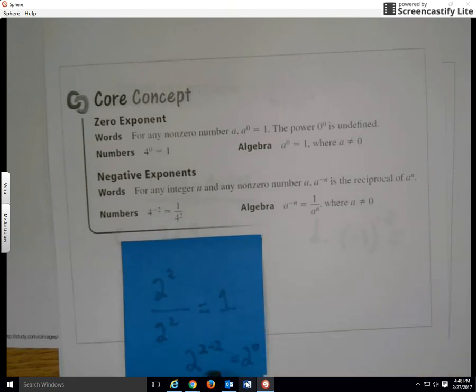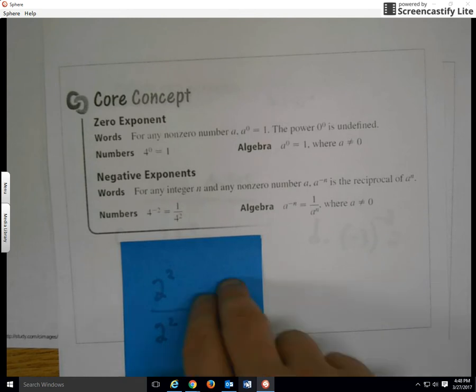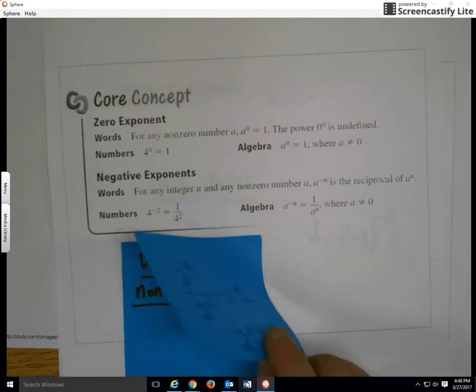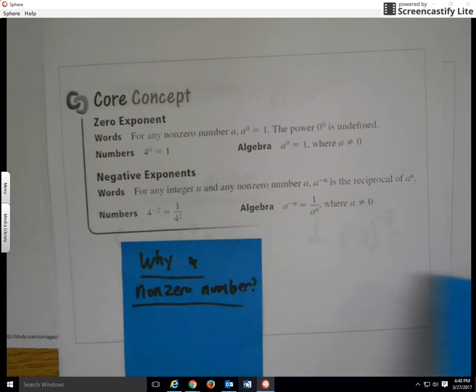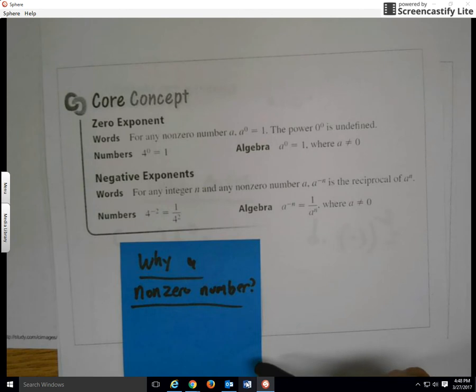The other way, and we're going to talk about this in a second, is that when you divide exponents with the same base number, you just subtract the exponents. Well, 2 take away 2 is 0. So in this case, 2 to the 0 power equals 1. That may have been a little confusing. Like I say, there's a video, and we'll talk a little more about that division concept in a second.